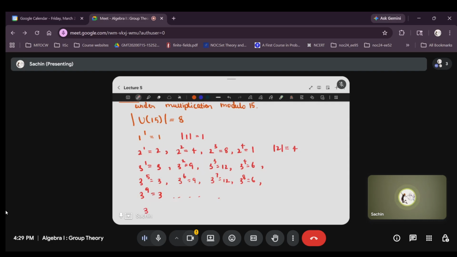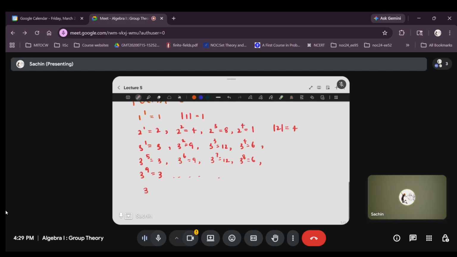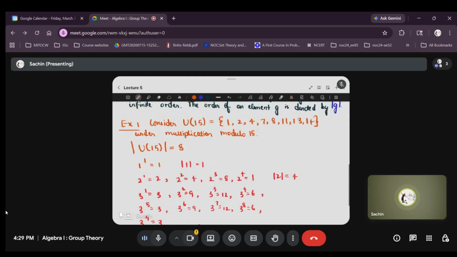Otherwise, if 3 power something was 1, we already know 3 power 1 is 3, so it's not 1. So suppose 3 power a is equal to 1. Then 3 times 3 power a minus 1 is 1, right? That would mean 3 power a minus 1 is the inverse of 3. But 3 doesn't have an inverse if we considered Z15. First of all, 3 is not a member of U15, so it doesn't make any sense.